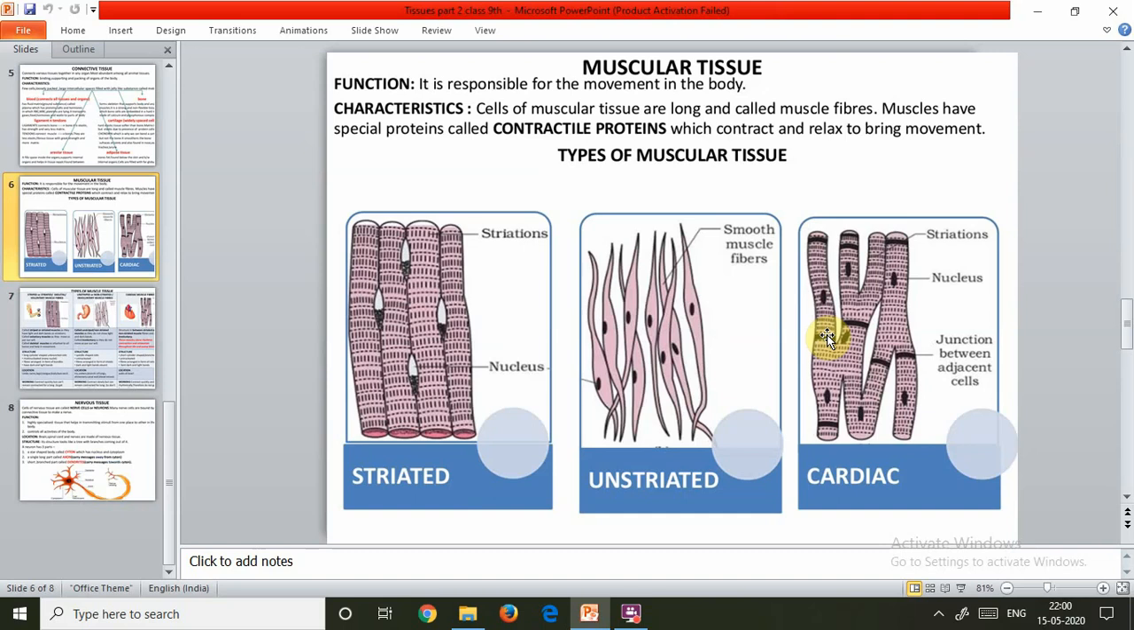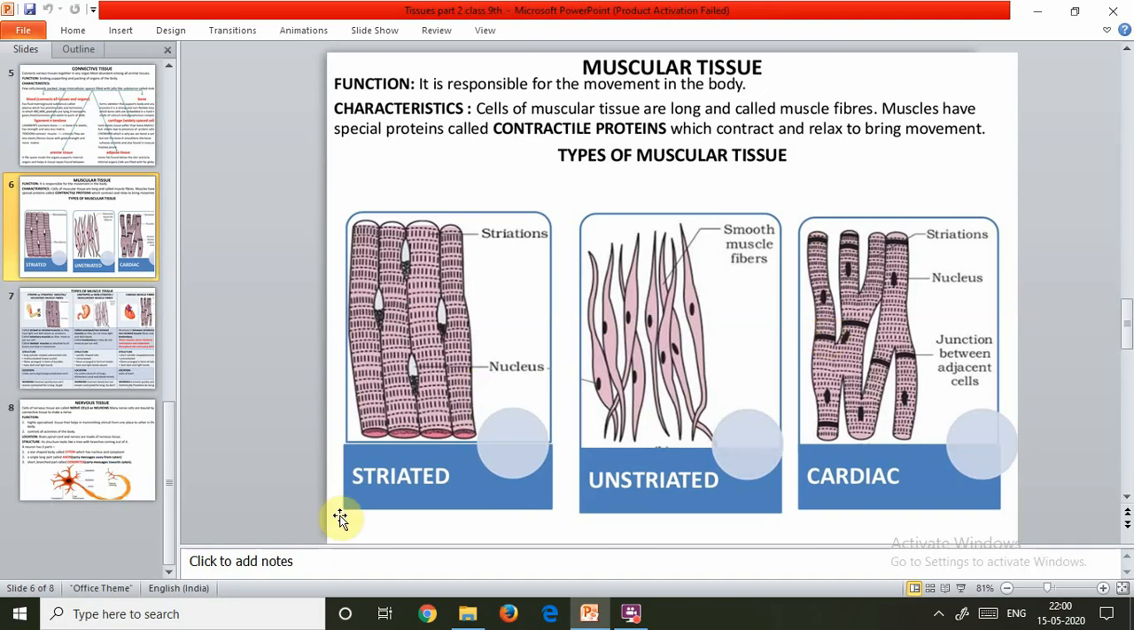Cardiac muscles contract and relax rapidly, rhythmically, and tirelessly throughout a lifetime. That means the cardiac muscles never stop, and they continue to move till the life is there in any living organism. The contraction and relaxation of the heart muscles help to pump and distribute blood to the various parts of the body.